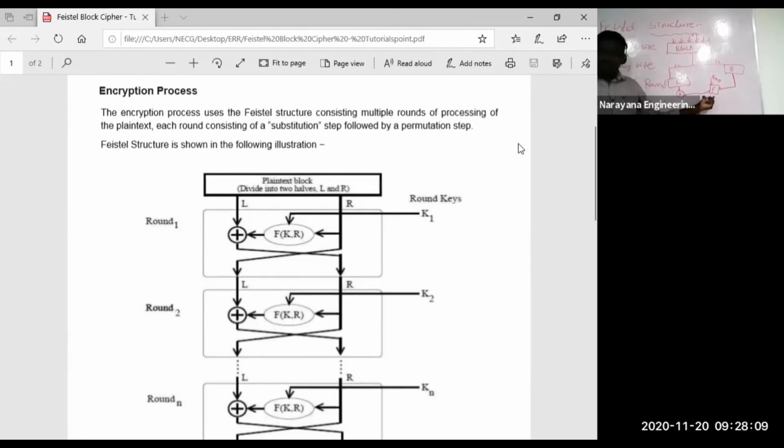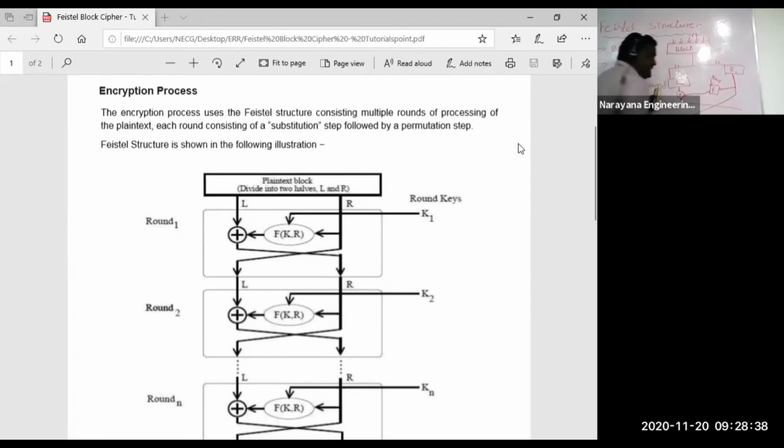So first the function you have to apply. Then definitely you apply the exclusive OR operation, and we can produce a certain output. So that will be the swapping condition you have to apply. The right part will be set to the left side. So once again you get the left part. So this is L0 R0 and L1 R1.